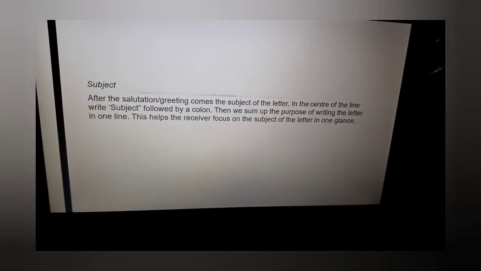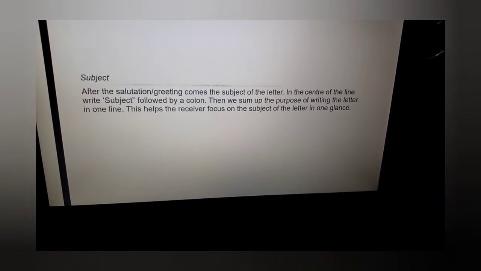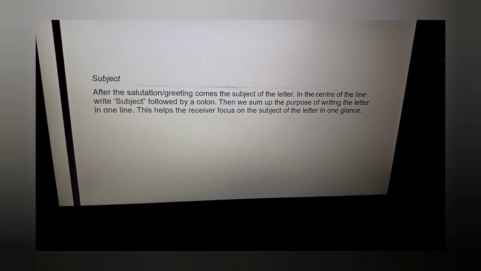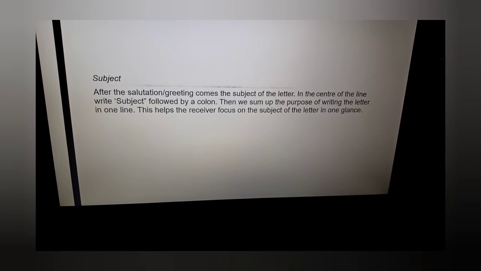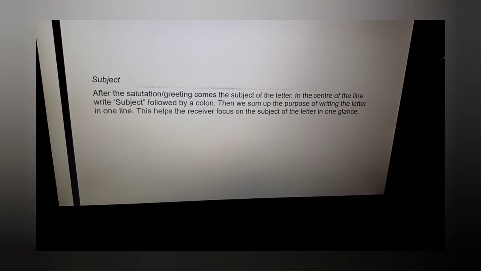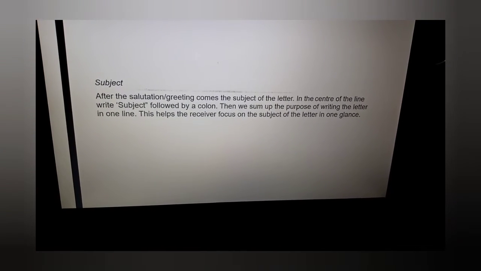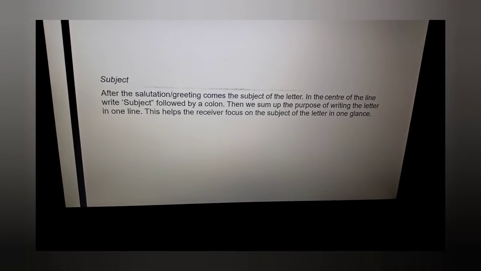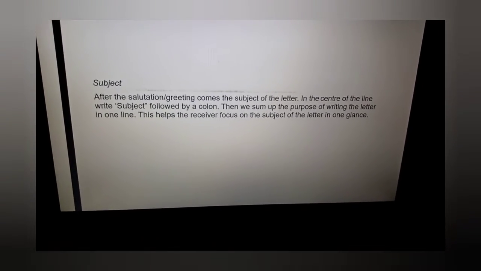What is the subject? After the salutation comes the subject of the letter. In the center of the line, write "Subject" followed by a colon. Then we sum up the purpose of writing the letter in one line. This helps the receiver focus on the subject of the letter at one glance.